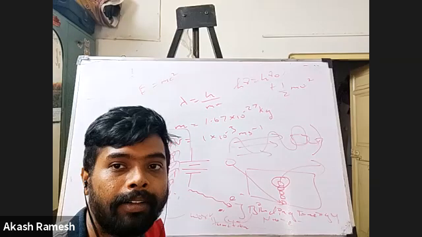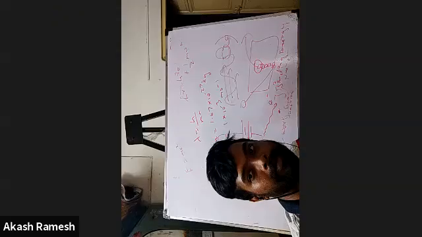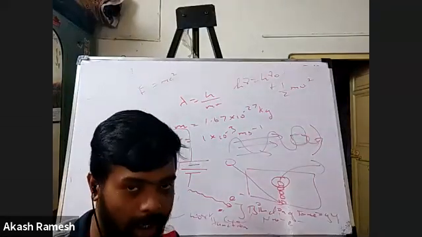So the ionization energy is... Okay, first, one second. First, define ionization energy and then give me the formula. Okay, sir. Ionization energy is the energy required to take out an electron from the first orbit to the infinity orbit. Okay, very good. Fine. Correct.